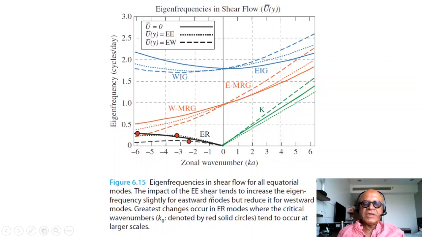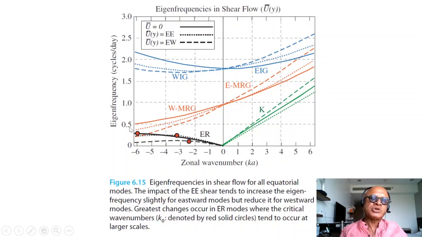Okay, so the impact of equatorial easterly shear tends to increase the eigenfrequency slightly for eastward modes, right? But reduce it for westward modes. Great changes occur in equatorial Rossby modes, where the critical wave number K0, denoted by the red circle, tends to occur at larger scale. So with equatorial Rossby waves, we are always worrying about low frequency, large scale waves which have westward phase speed, and high frequency short scale waves which have eastward phase speed, right? So we are looking at that transition wave number here.